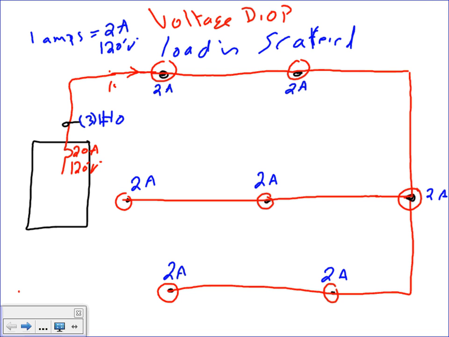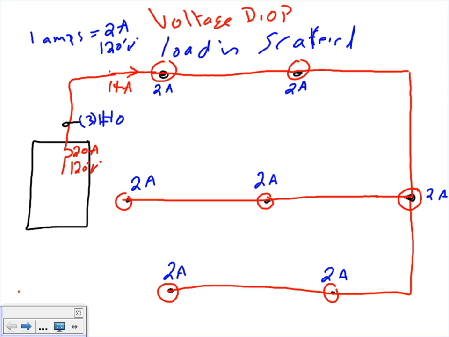So that's 14 amps. Anybody have any problem with that? The first section is going to see the amps feeding every single one of these fixtures, right? What is the first section? From here all the way up to here.